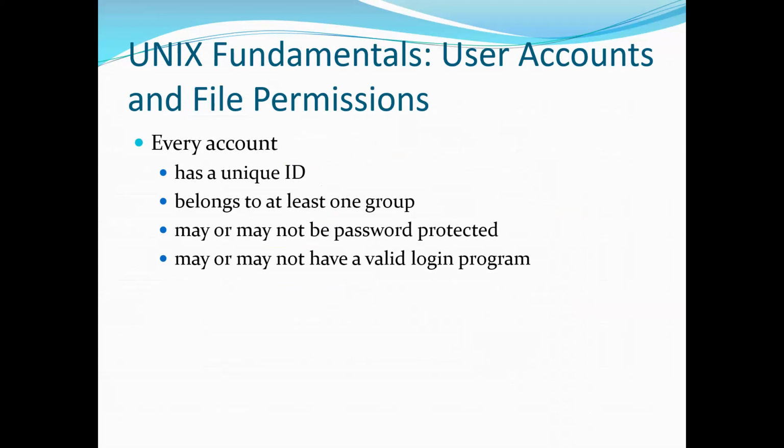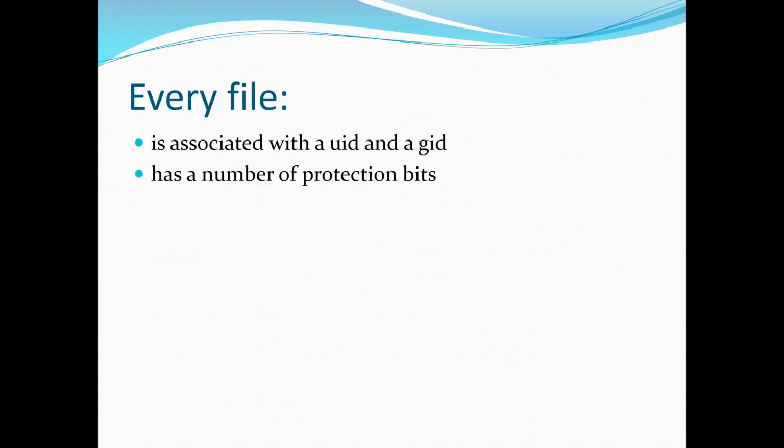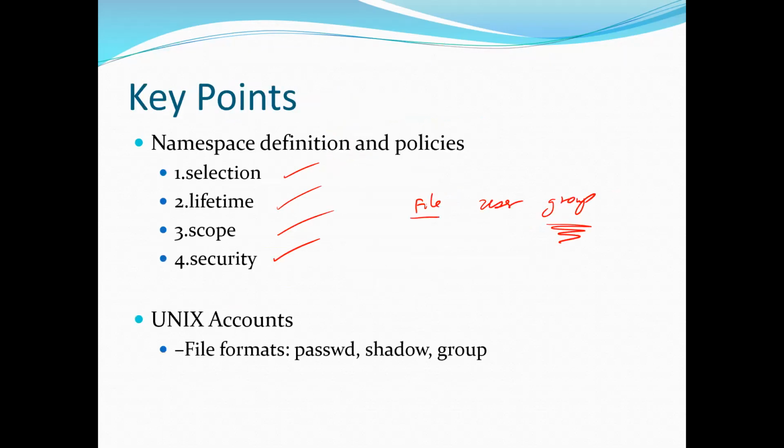So, Unix fundamentals: user accounts and file permissions, what I just said. Every account has a unique ID, belongs to at least one group, may or may not be password protected, and may or may not have a valid login program. Those are the things that you saw previously. On the other hand, every file in Unix is associated with a UID and a GID, and has a number of protection bits, which is what I wrote a second ago here.